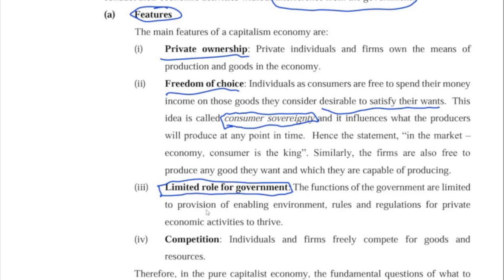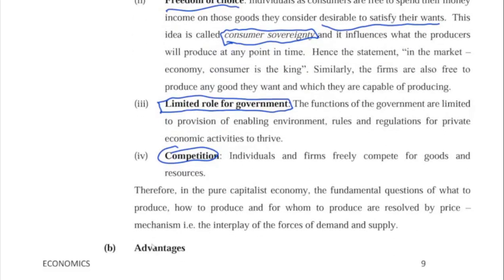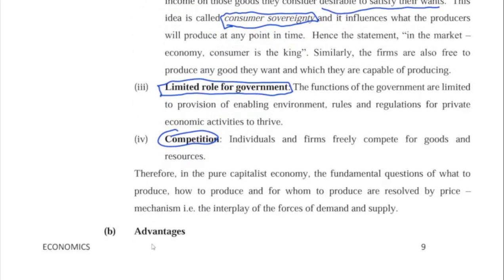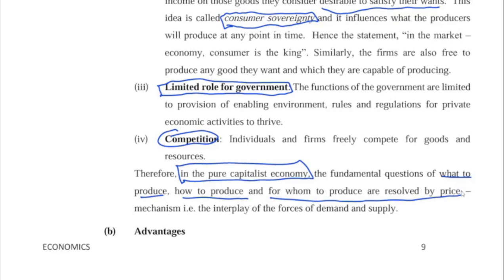Now we have competition. Competition is talking about individuals freely competing for goods and resources. Therefore, in the pure capitalist economy, the fundamental questions of what to produce, how to produce, and for whom to produce are resolved by price.